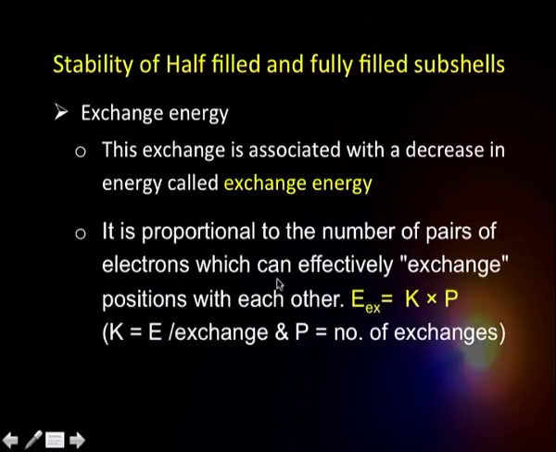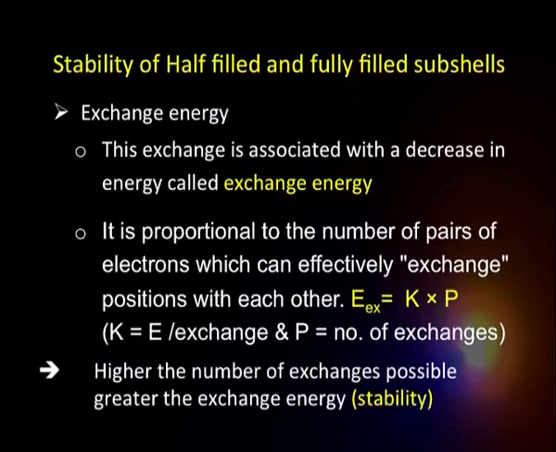Now, this exchange energy for a given electronic configuration is proportional to the number of pairs of electrons which can effectively exchange their positions. And the expression for this is that E exchange, that is, the total exchange energy for a given electronic configuration, is equal to K into P, where K happens to be the exchange energy per exchange. That means, if there is only one electron pair exchanging, what is the energy released? And P happens to be the number of such exchanges which are possible for a given electronic configuration. So, if there are more exchanges, more exchange energy, that means the configuration will be more stable. Now, let us take up some examples and understand that.